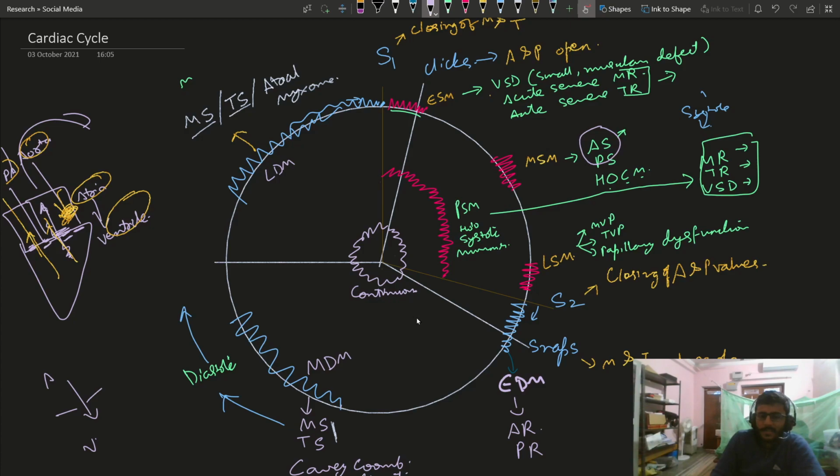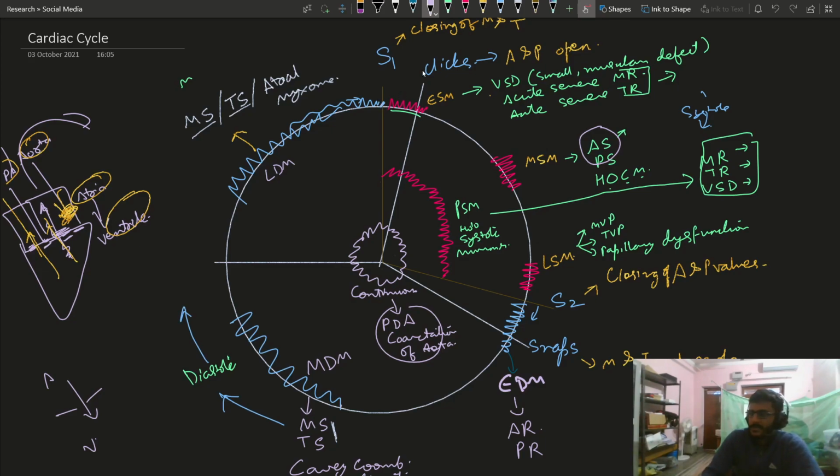So what could be a possible cause for a continuous murmur? We can have patent ductus arteriosus, and we can have coarctation of aorta. So these two causes will have persistent murmur throughout the cardiac cycle.